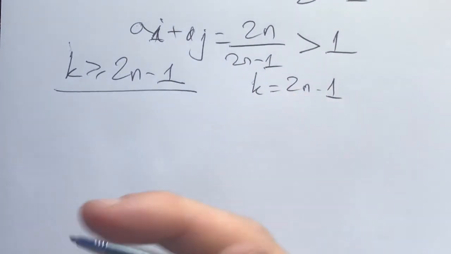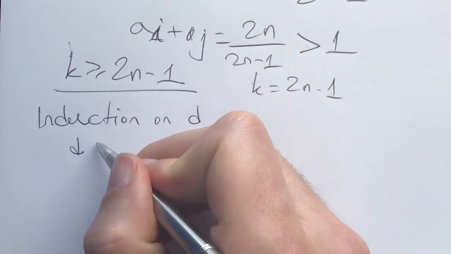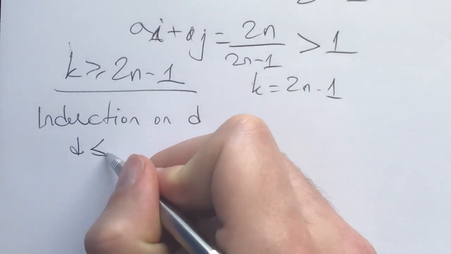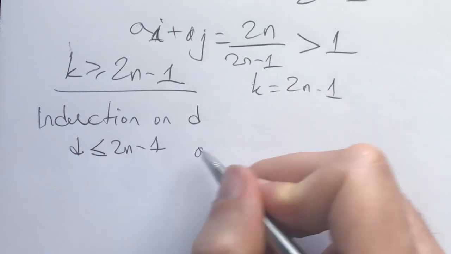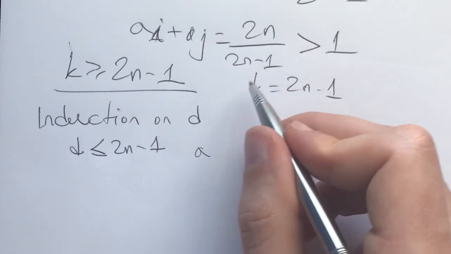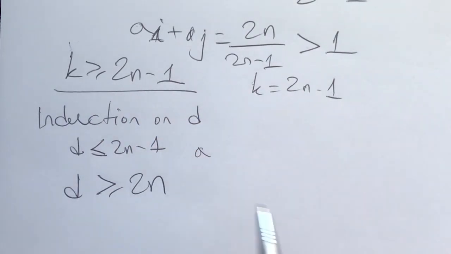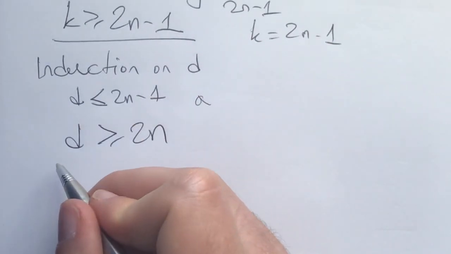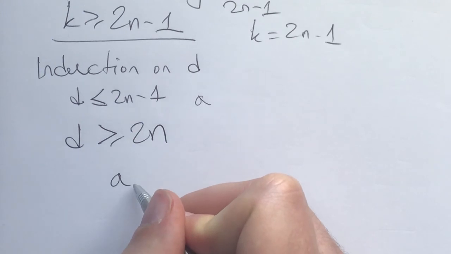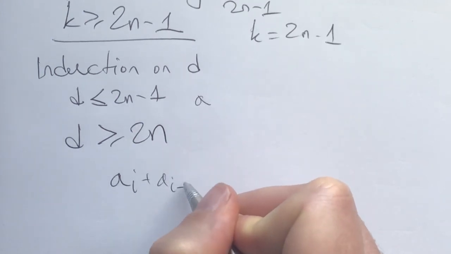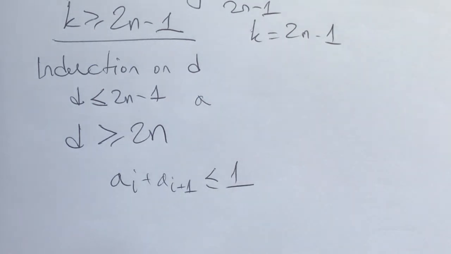And we do this via induction on d. For d that is less than or equal to 2n minus 1, we can just put each of the AIs into their own group. But now if d is greater than or equal to 2n, then we claim that there exist two numbers, ai and ai plus 1, such that their sum is less than or equal to 1. And we prove this via contradiction.